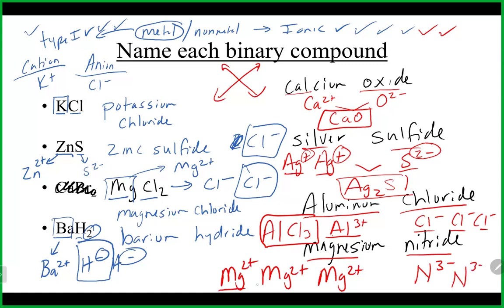And now I can just count 1, 2, 3. I'll go up on top since I'm running out of room. I got 3 magnesiums and 1 and 2 nitrogens, right? That gives me my proper formula in this case. Any questions on the names or writing the formulas there? Okay.